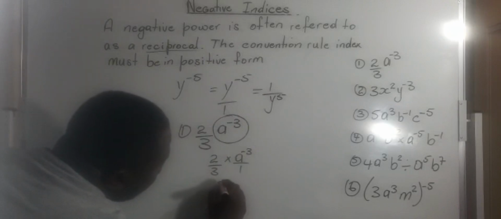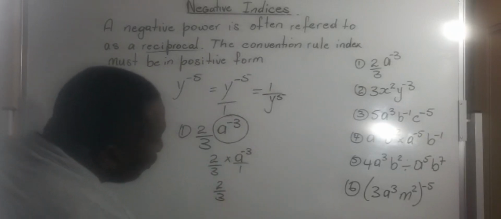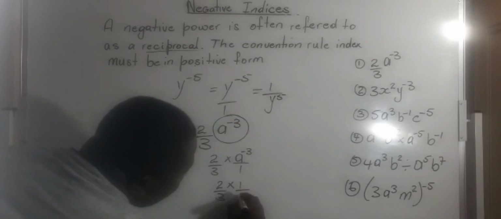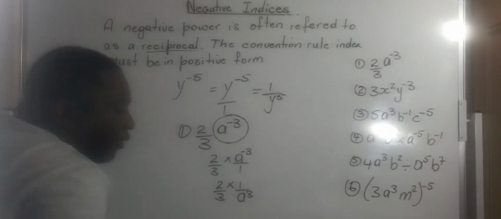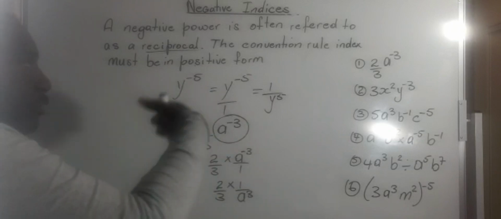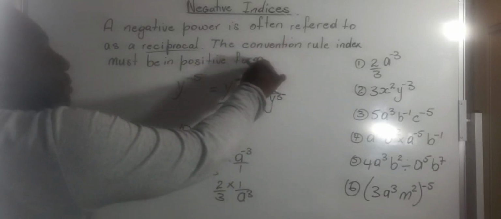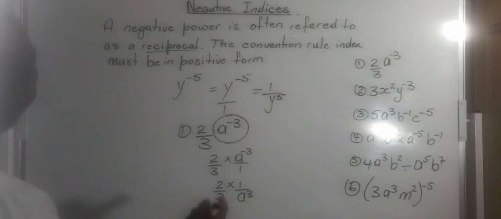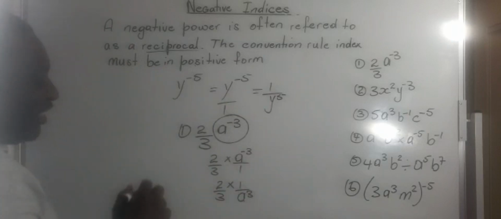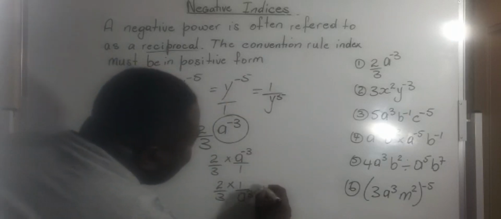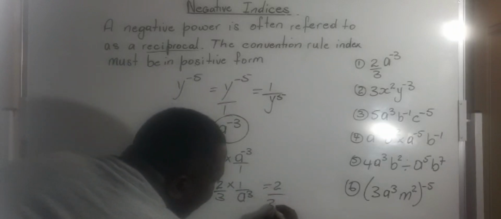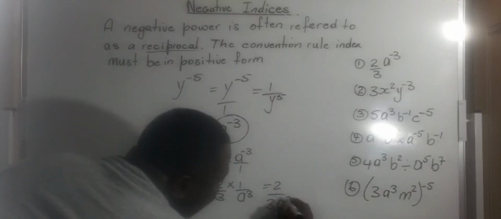Therefore, 2 over 3 times 1 over a to the positive 3. So I flip, I reciprocate, it's expressed as a positive outcome. Once I flip, once I reciprocate, guys, it actually presents the answer in a positive form. If I multiply across, 2 times 1 will give us 2. So it will be 2 over 3a to the 3rd power.